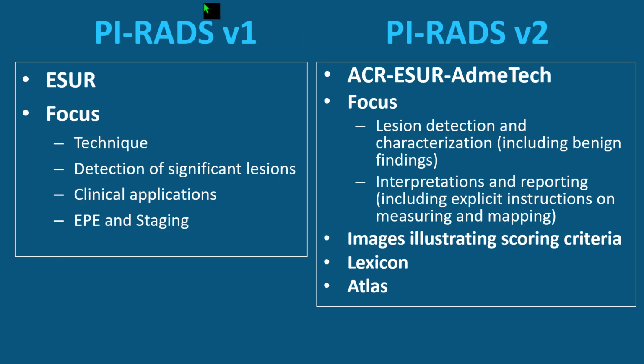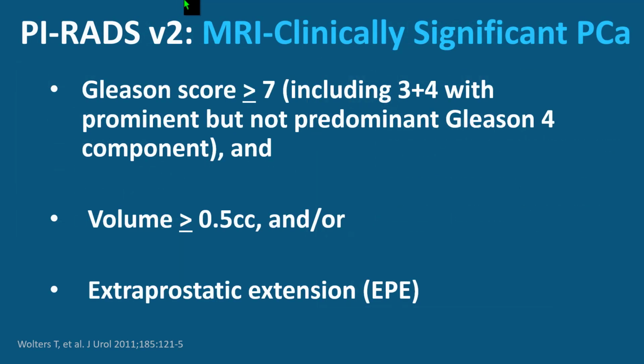Now PI-RADS version 2 focused on lesion detection and characterization. The interpretation and reporting was a little bit modified. It had a better description, and there was an atlas.